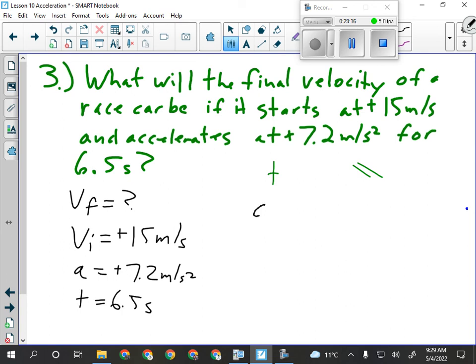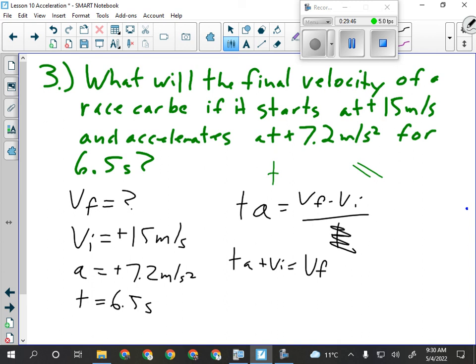Our formula: A equals VF minus VI over T. And I want to get VF by itself. What should I move first? T. It's not attached. So I'm going to multiply both sides by T. How do I move VI? Add it. Okay, so I add over here. So I get T times A plus VI equals VF.